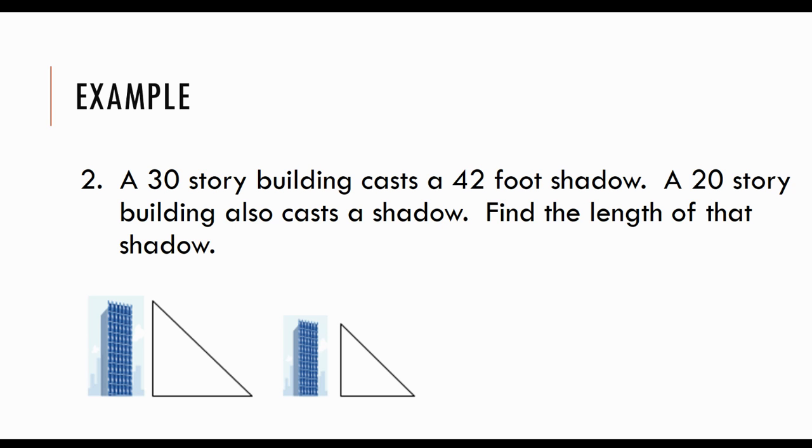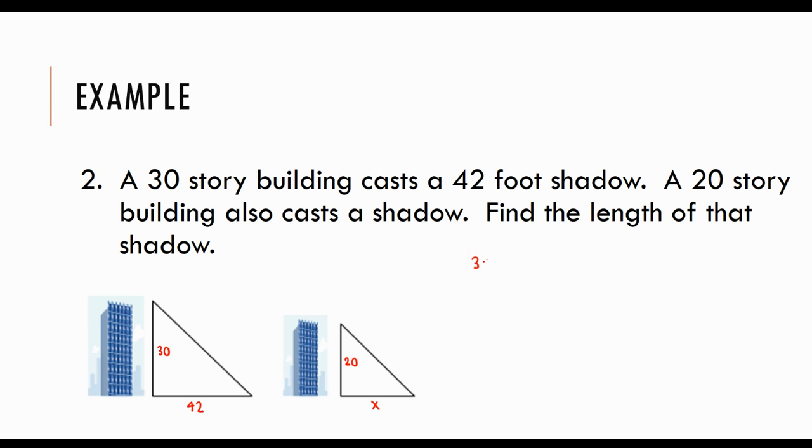Let's take a look at another example. A 30-story building casts a 42-foot shadow. So I'm going to say, okay, 30 is the height of that because it's 30 stories, and 42 feet is representing the shadow of that building. Then a 20-story building also casts a shadow, but I don't know what the shadow is. So I'm going to call it X. We want to find the length of that shadow.